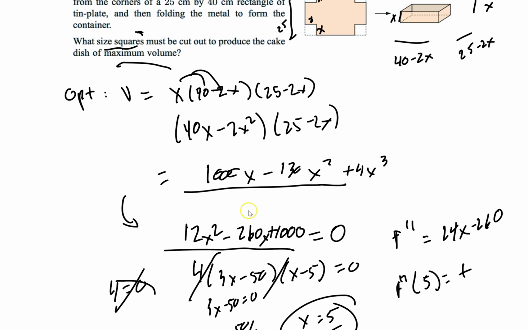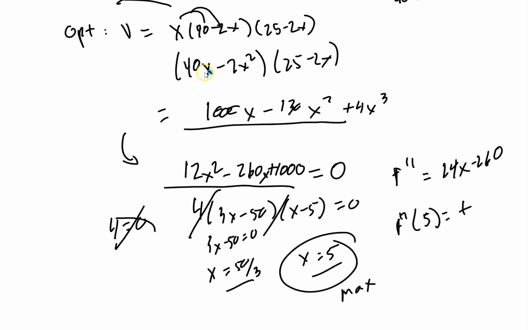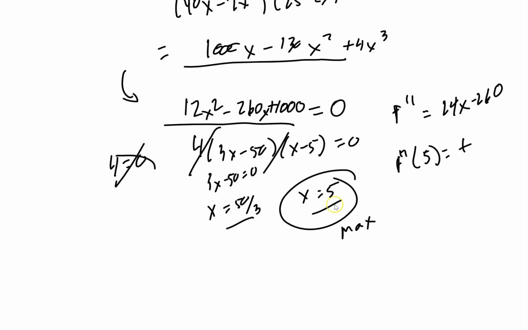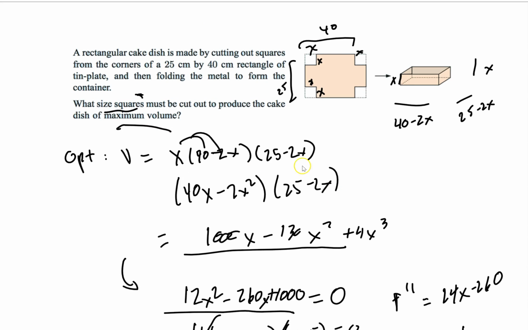Now look at the question in this one. What square size must be cut out? So I don't have to actually find the max volume. I am done. The square size is 5. And that's the way it works. Same concept as before, right?